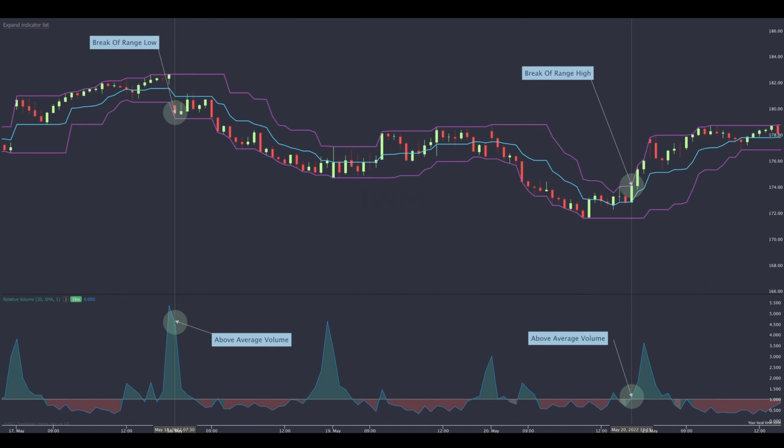We're going to keep things simple with this scan and just look for two parameters. First, we want to see price breaking above or below a previous 10 candle range. Next, we want to see that happening on above average volume. So let's talk through how to script these conditions.